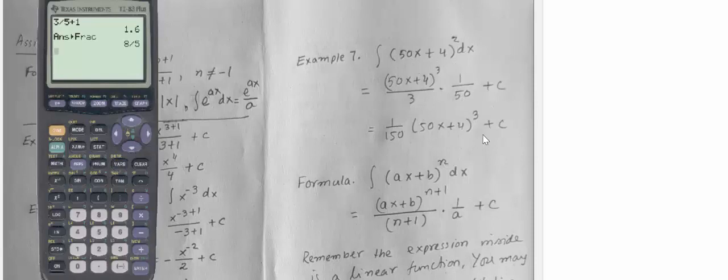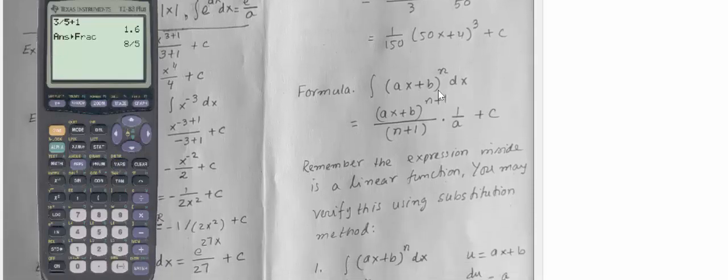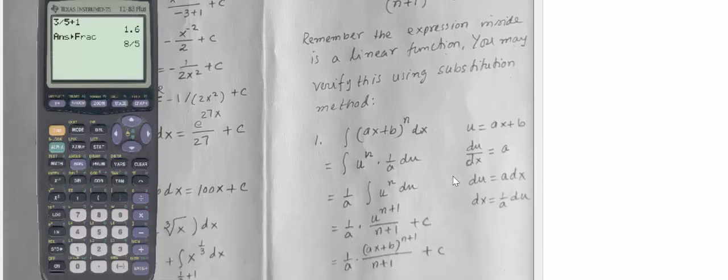And why this one is working, I give an example in here. First, you can use as a formula that if you have a linear function to the n, then that linear function to the n plus 1 over n plus 1 basically, and then for the coefficient of x, you write 1 over a. And again, you may ask why it is working.